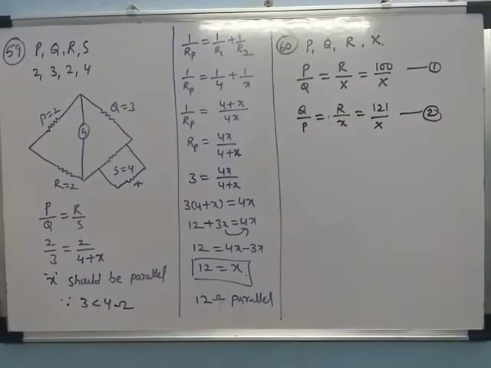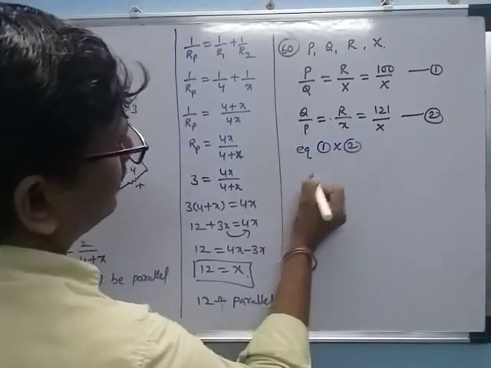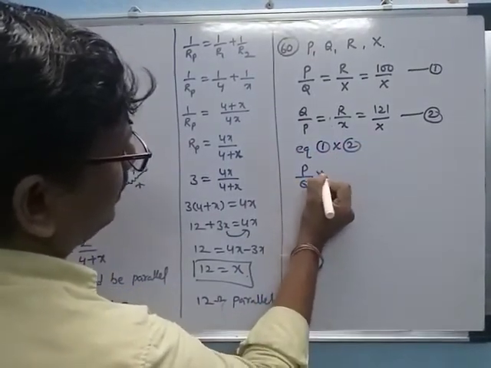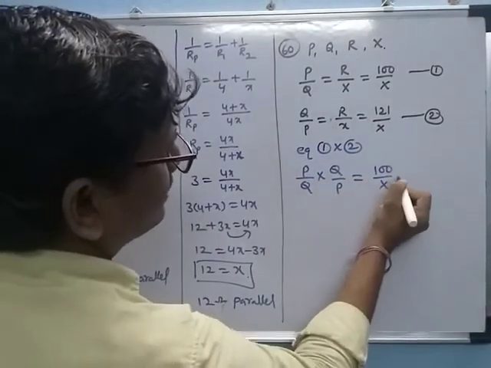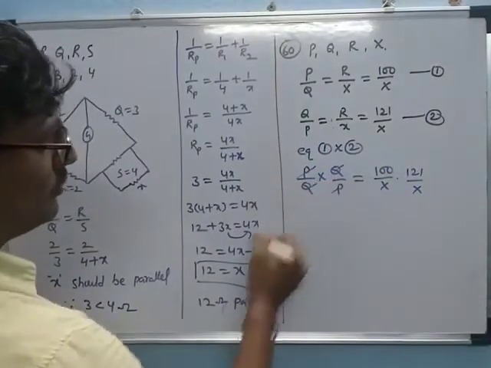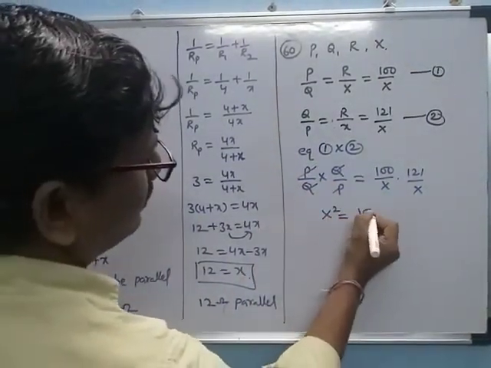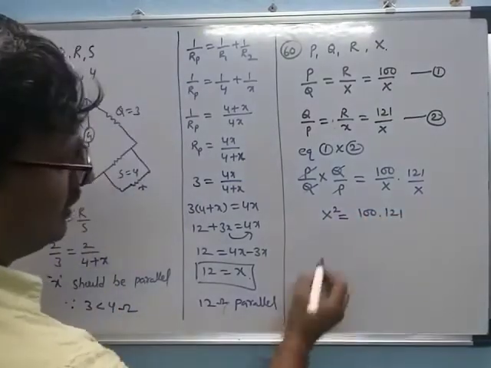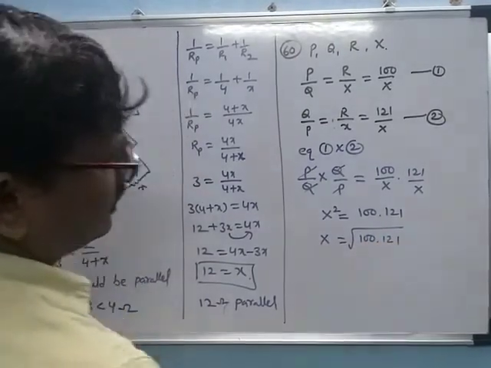Now multiply equation 1 and 2. P by Q into Q by P is equal to 100 by X into 121 by X. P and Q get cancelled, leaving X into X, which is X square. Then cross multiply: X square is equal to 100 into 121.